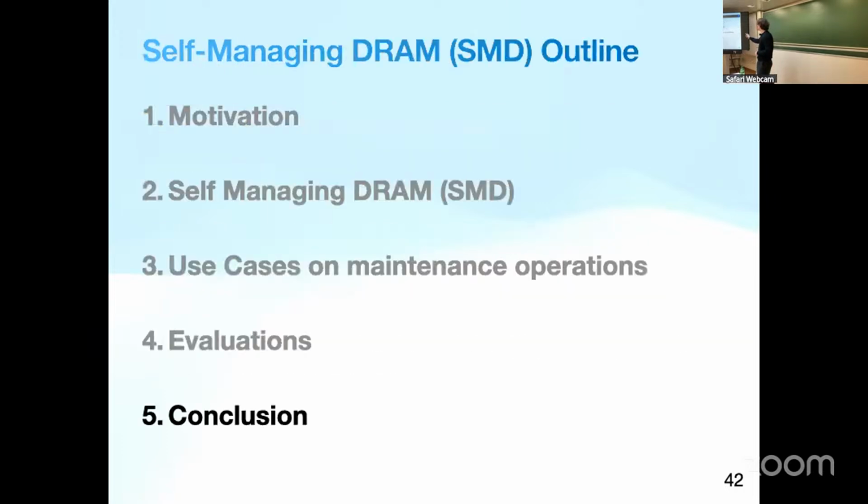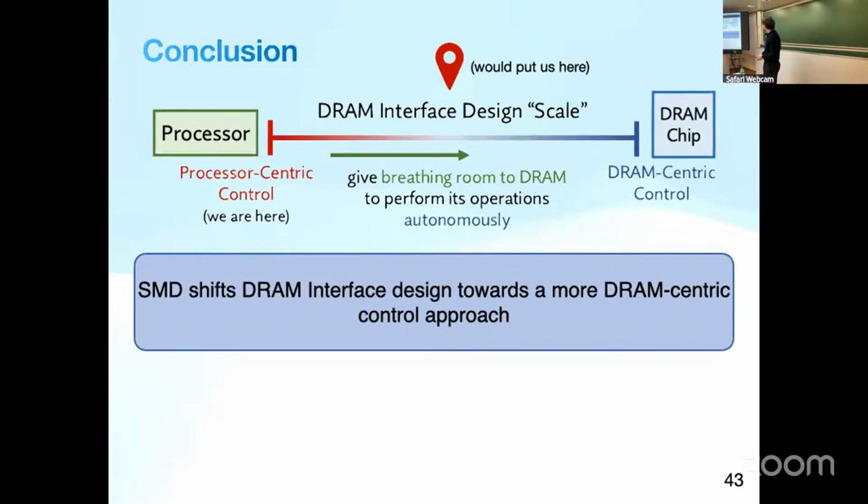Now I'll come to my conclusion. It's difficult to see because of the thing. However, on the DRAM interface design scale, we are currently on the very left side, completely processor-centric control. However, we were trying to move into the direction of DRAM-centric control, which I think this would put us about at the middle.